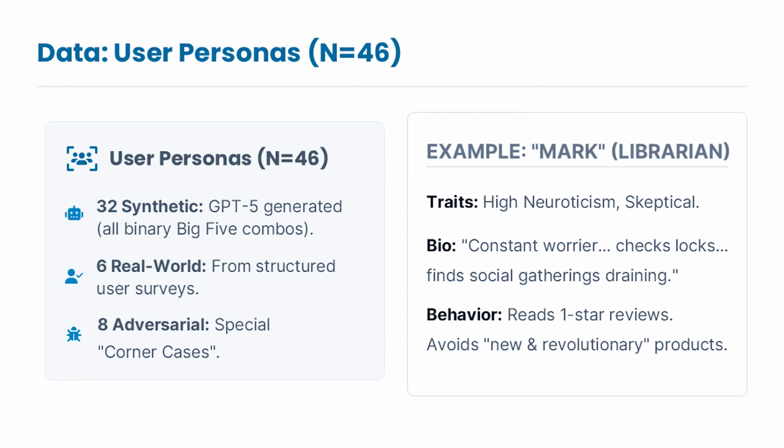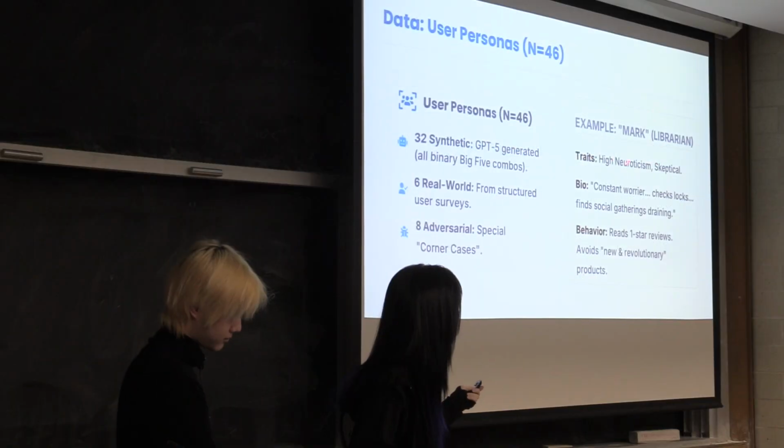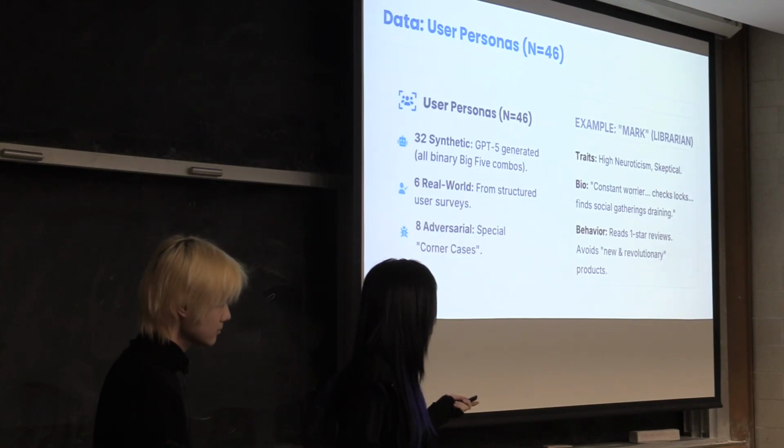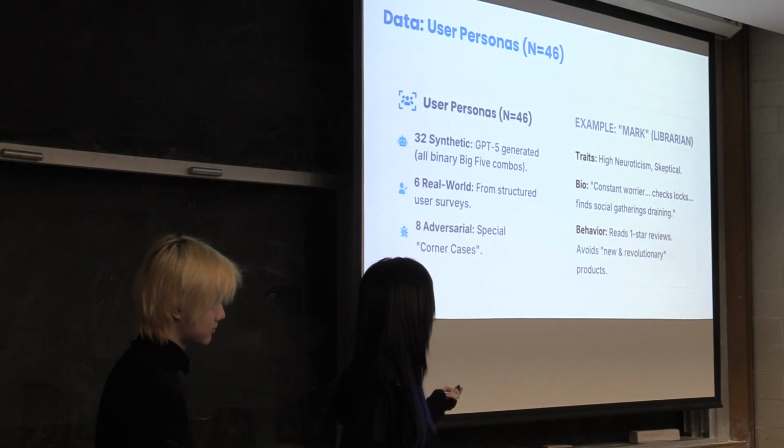We created this user personas dataset with synthetic data generated covering all binary combinations of the Big 5 personality traits, and real-world surveys with some other special corner cases. An example is Mark. He is high in neuroticism, he worries about everything, and he avoids revolutionary products.